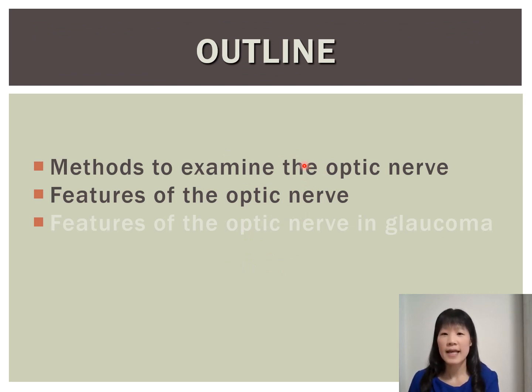So again, you can look at the optic nerve with a 78 diopter and 90 diopter lens, but you should know that there are other ways to look at the optic nerve, such as with the direct ophthalmoscope or the indirect ophthalmoscope, or even the ruby lens.